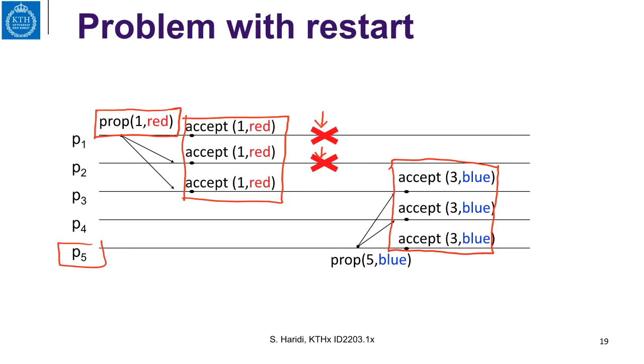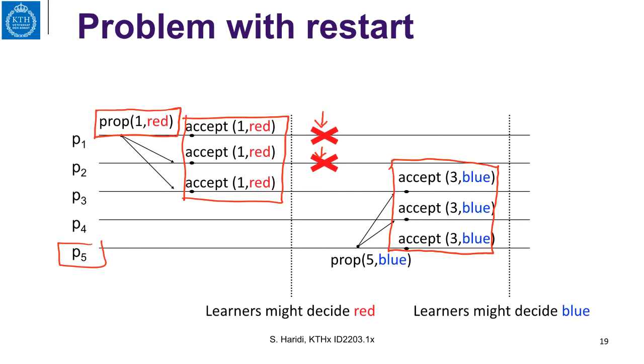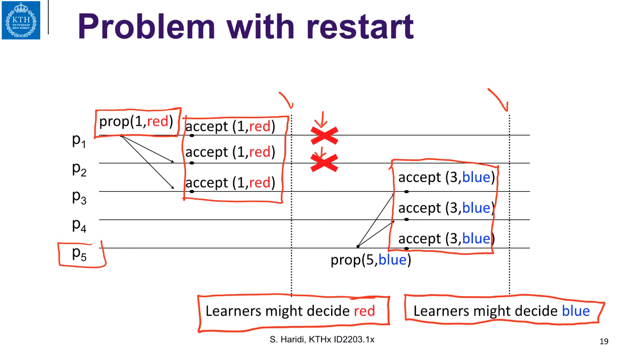So this looks fine. The problem is that at this point here, learners might decide on red, and at this point here, learners might decide on blue. So we violate agreement again. So what we have done is not enough.